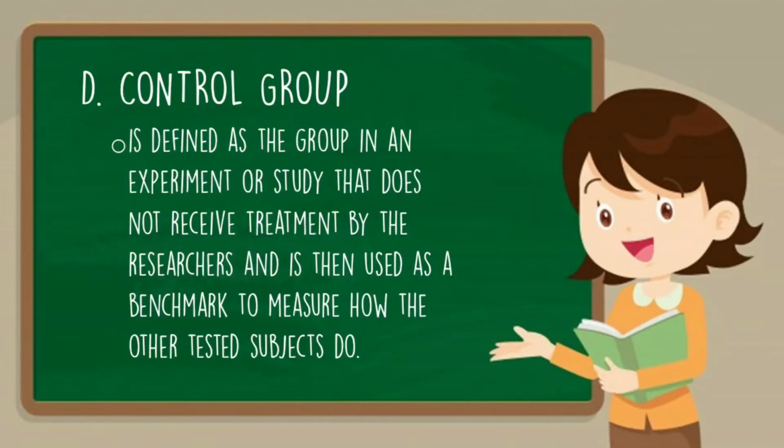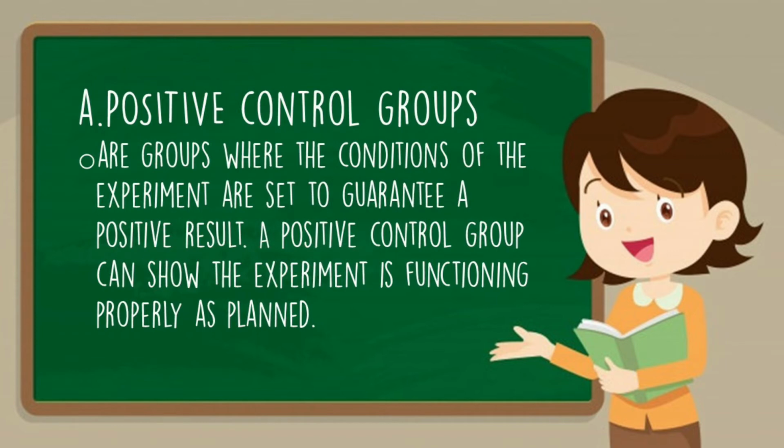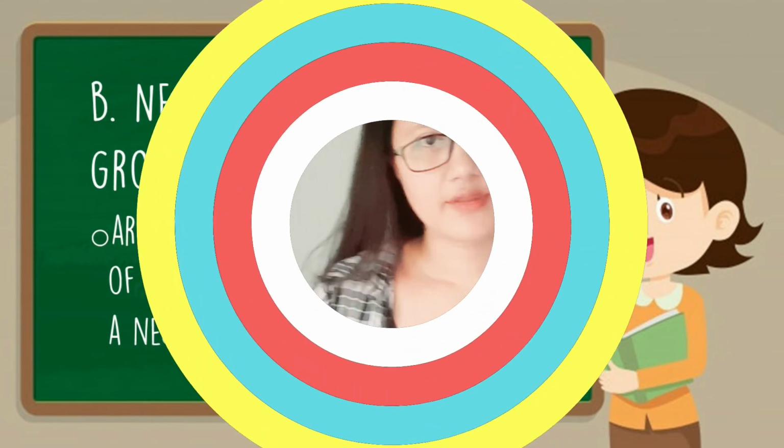Control group is defined as the group in an experiment or study that does not receive treatment by the researchers and is then used as a benchmark to measure how the other tested subjects do. There are two types of control group, the positive and the negative control. Positive are groups where the conditions of the experiment are set to guarantee a positive result. A positive control group can show the experiment is functioning properly as planned. However, negative are groups where the conditions of the experiment are set to cause a negative outcome.